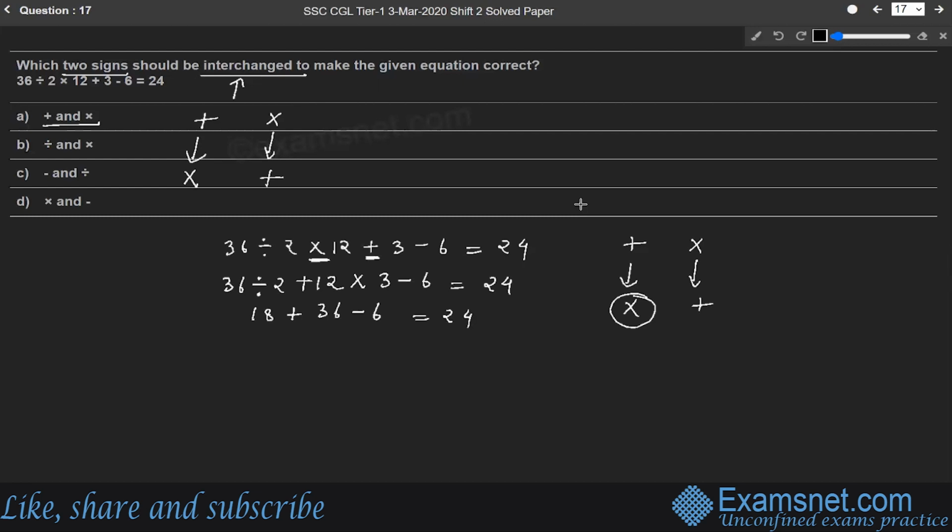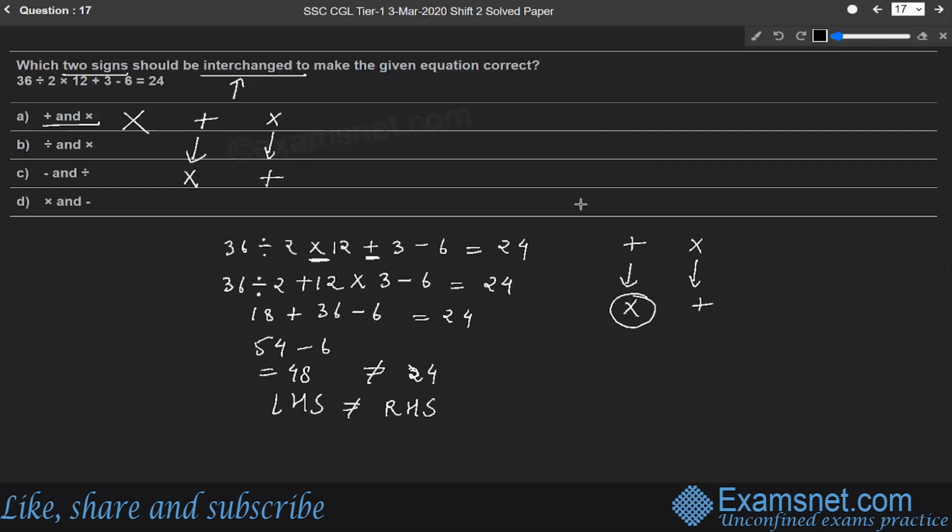But let us have a look towards the LHS. LHS is 18 plus 36 minus 6. So 18 plus 36 is 54. 54 minus 6 will be equal to 48. And it is not equal to 24. Means here LHS is not equal to RHS. So the first option is not correct.